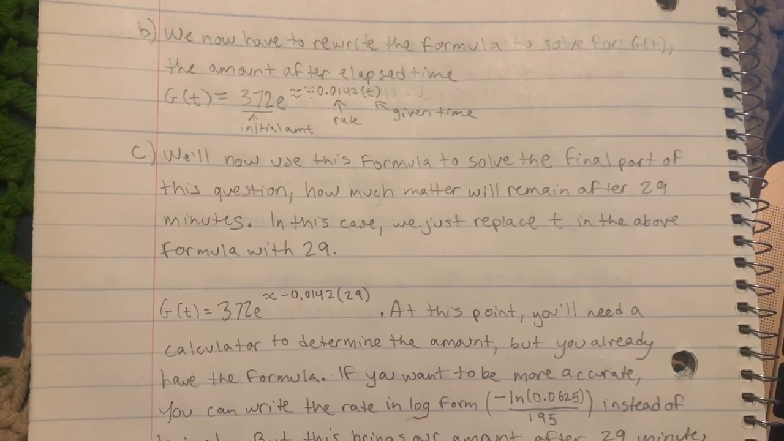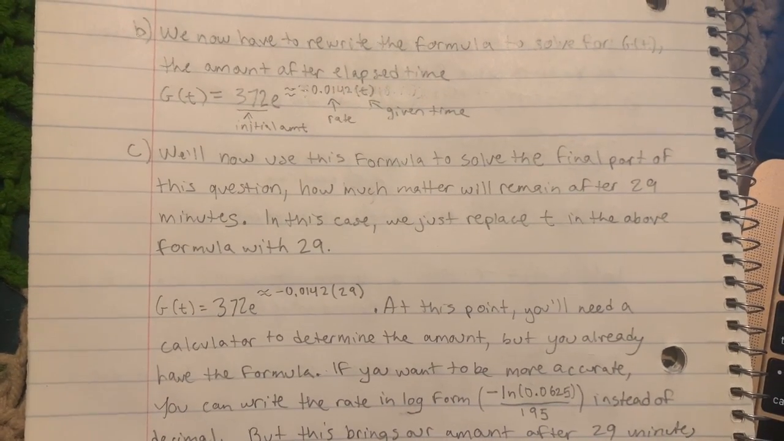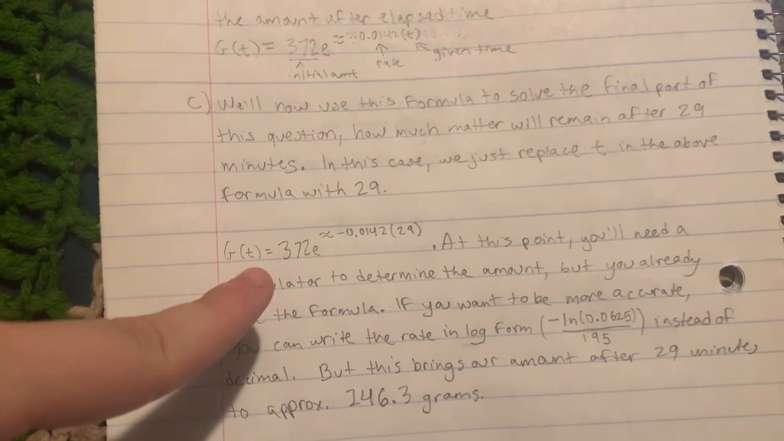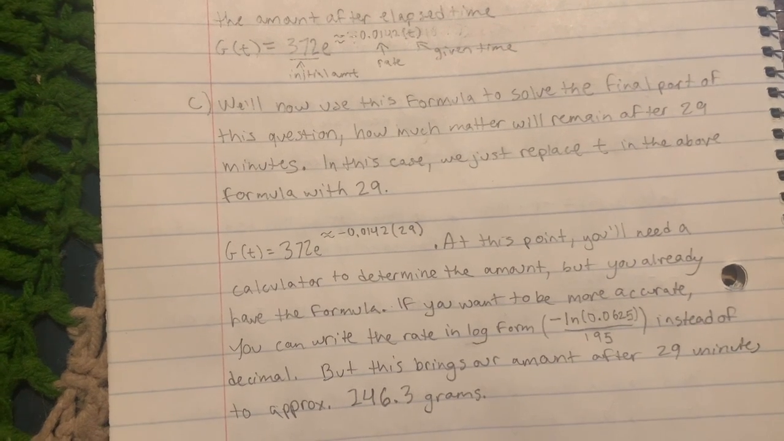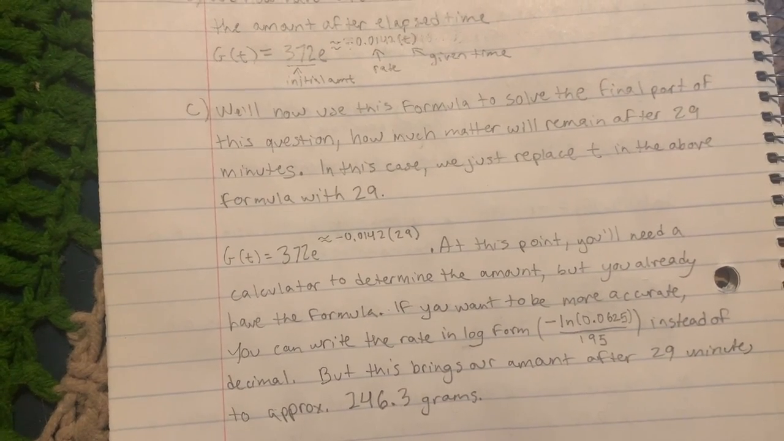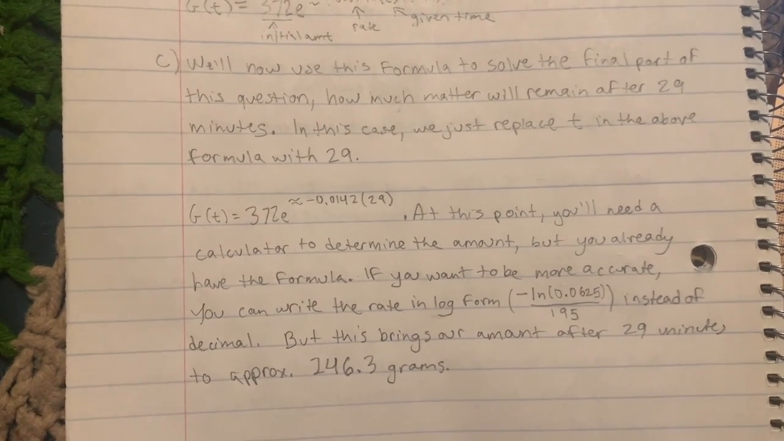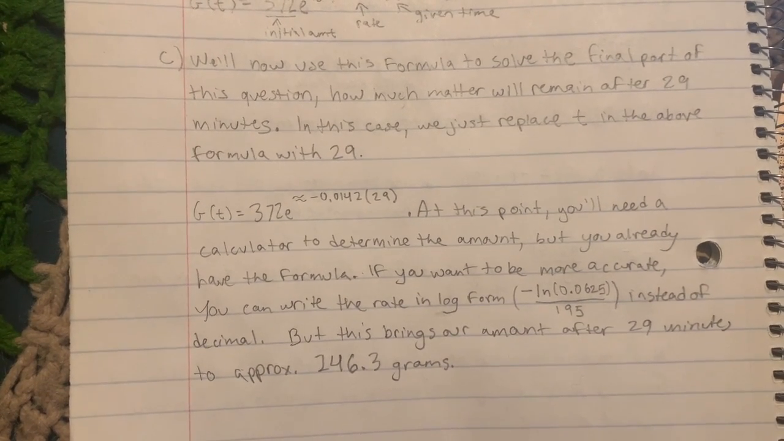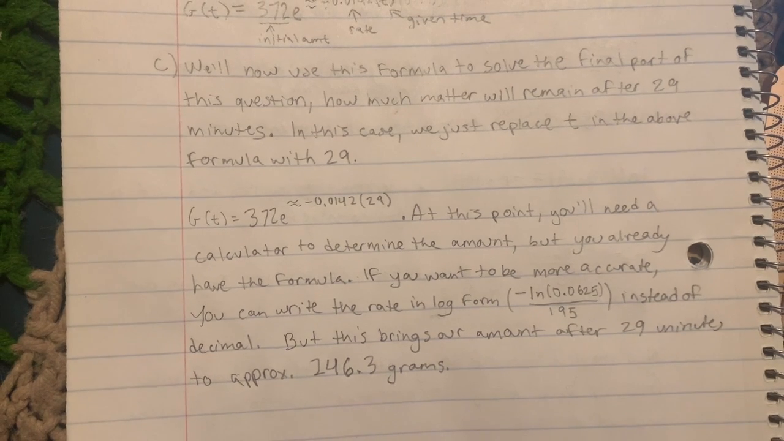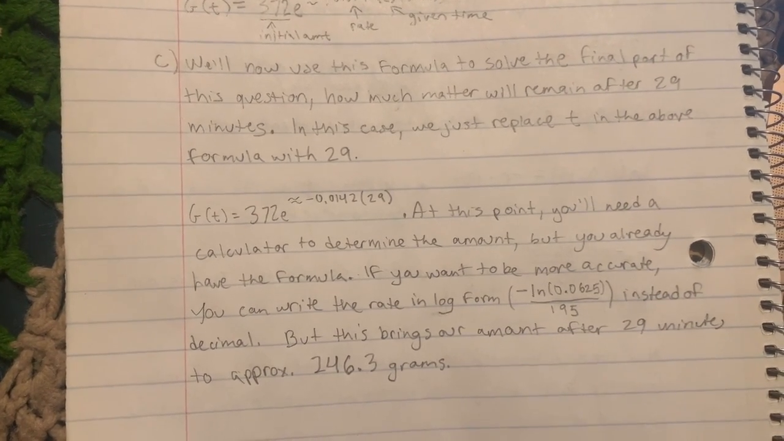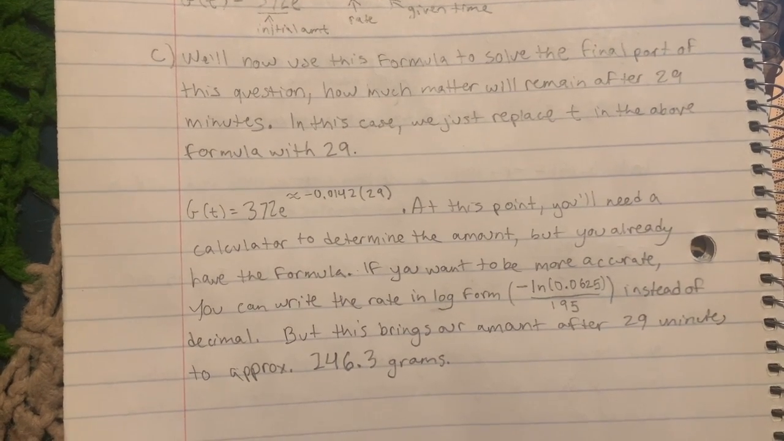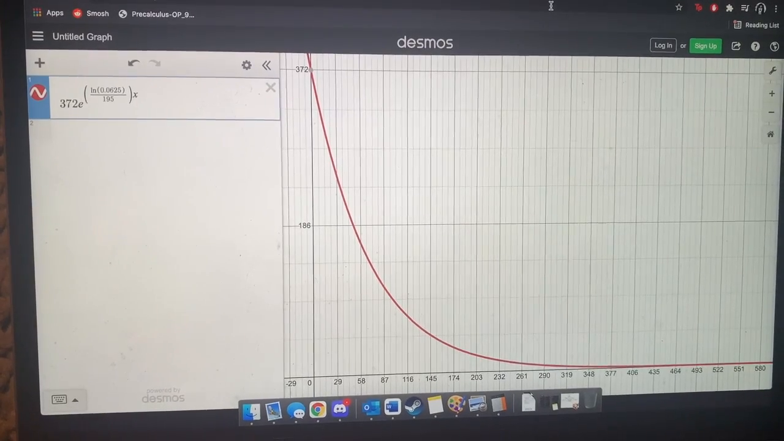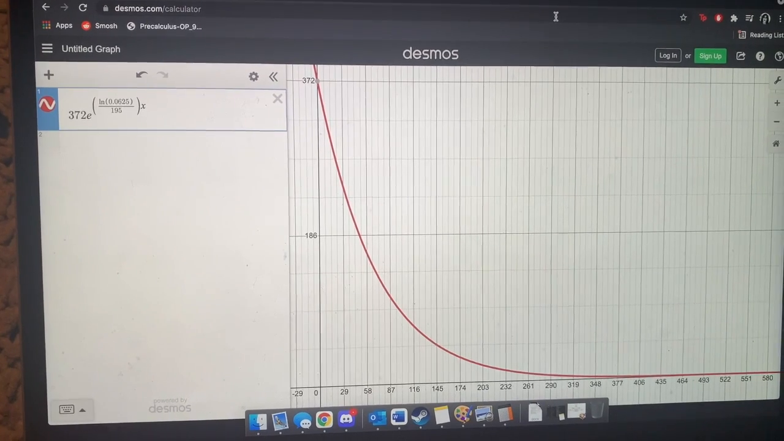How much matter will remain after 29 minutes? In this case, we can just replace t in the above formula with 29. And that's why we get G of T equals 372e to the power of approximately negative 0.0142 times 29. Now at this point, you'll need a calculator to determine the amount, but you already have the formula. And if you want to be more accurate, you can rewrite the rate in log form, as I've done here, instead of the decimal. But this brings our amount, after 29 minutes, to approximately 246.3 grams.